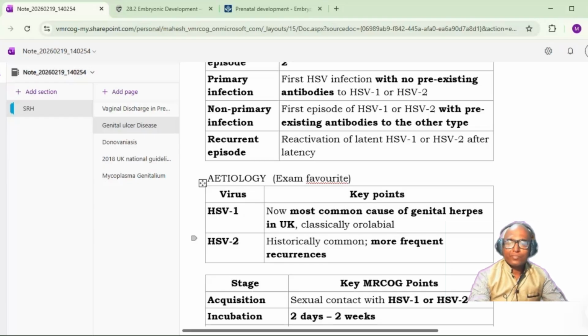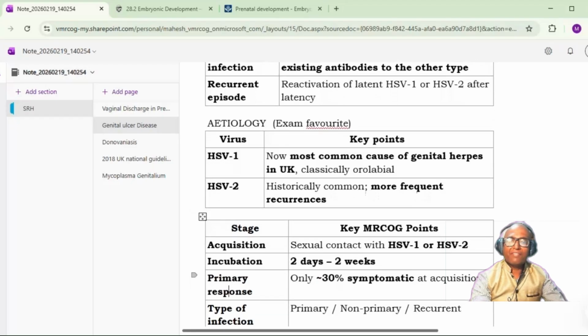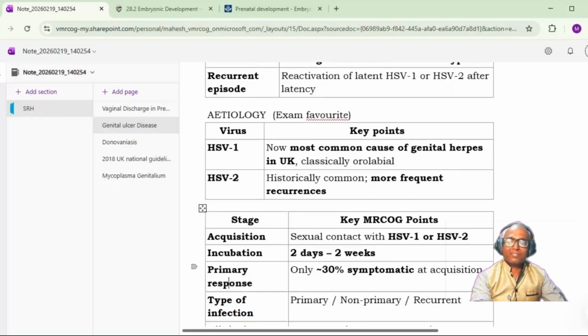HSV2 was historically common, and is mainly known for recurrences. It causes genital infections only, but recurrences are more common. Out of these two, genital herpes is more common with HSV1. I just remembered it like this: HSV is one, so one infection.